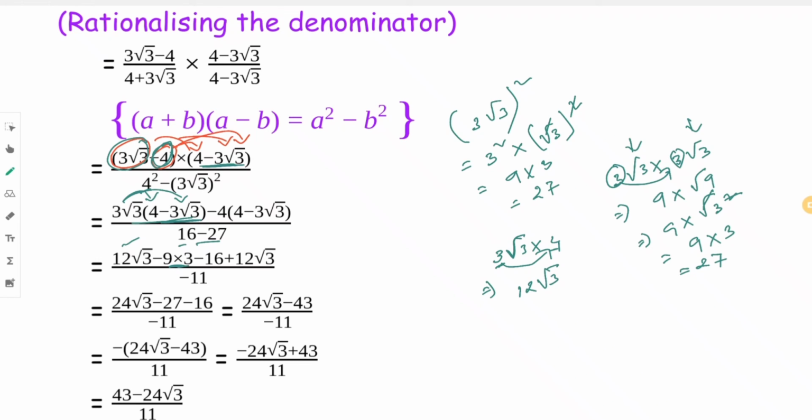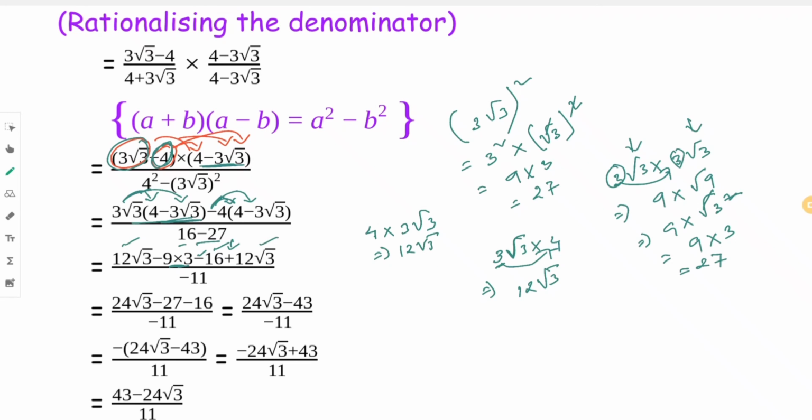Okay, let's do the same thing. This is minus, right? Minus into plus. So I'll have here minus. 4 4s are 16. Same thing, minus into minus, I'll have here plus. Now let's multiply this again. So what am I having? I'm having 4 multiplied by 3 root 3. Then 4 3s are 12, I'll get here 12 root 3.